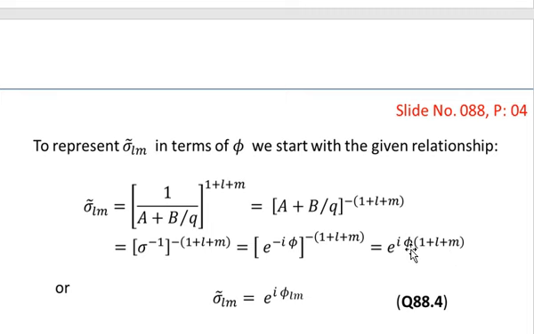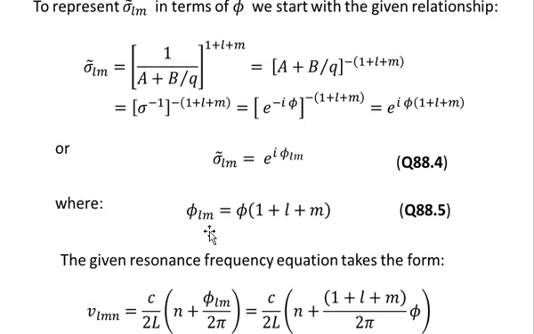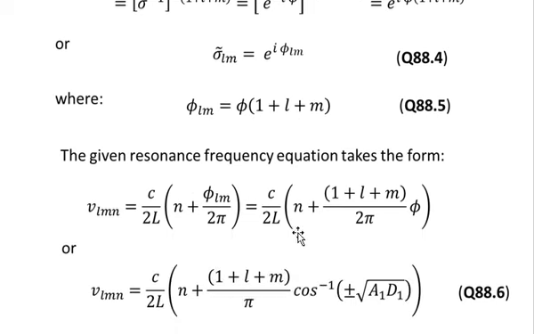Now this phi multiplied by 1 plus L plus m can be simplified and represented as phi Lm. So sigma prime Lm is equal to e to the power phi Lm, as shown in equation number 4, where phi Lm is equal to phi times 1 plus L plus m. The given resonance frequency equation takes the following form.